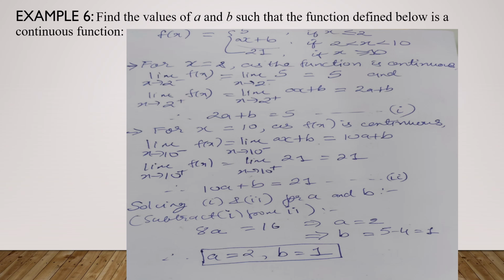Similarly, limit x tends to 10 from the right hand side. In this case, you will apply the third case of the definition of f(x), x greater than or equal to 10. How is the function defined? 21. So this is equal to 21. So the second equation is 10a plus b equal to 21. Solving both the linear equations, you get a equal to 2 and b equal to 1.